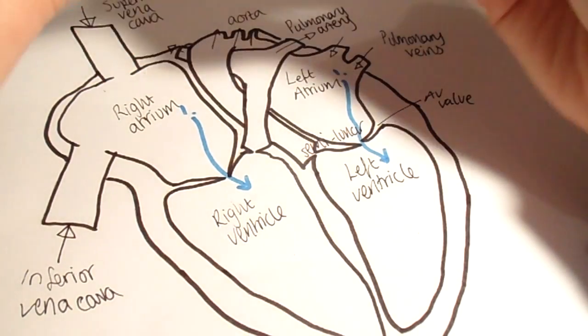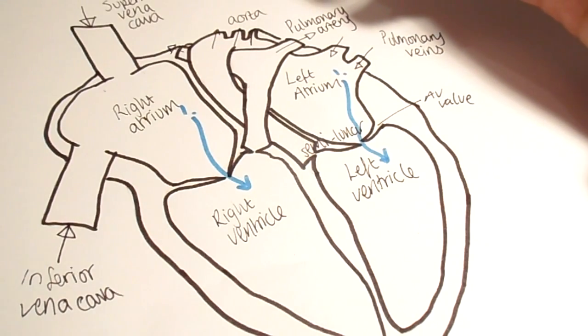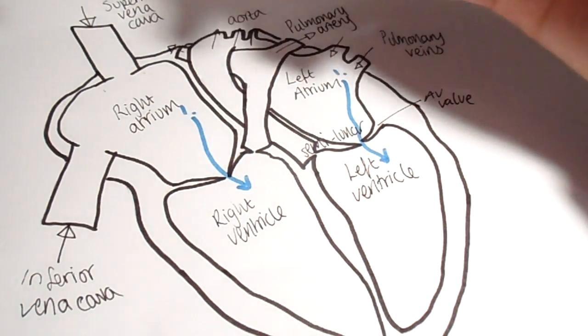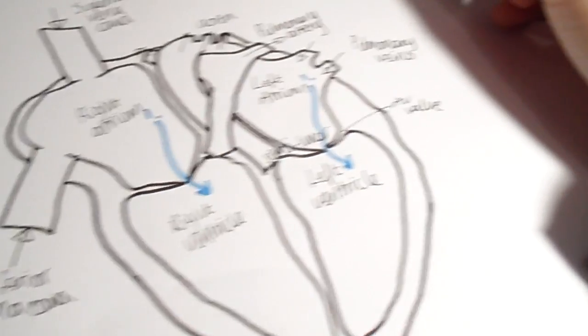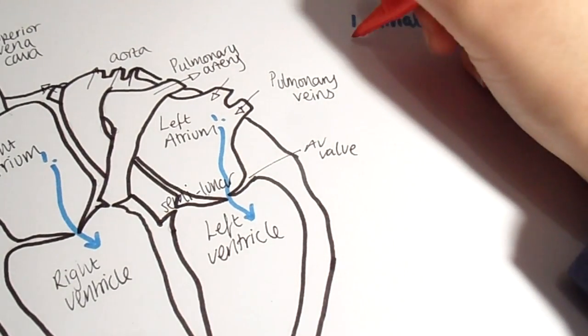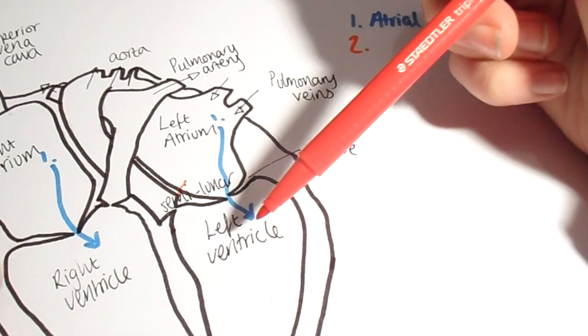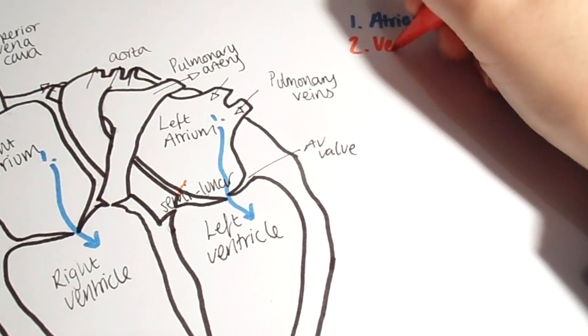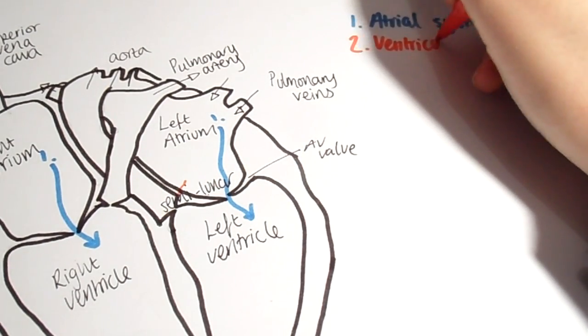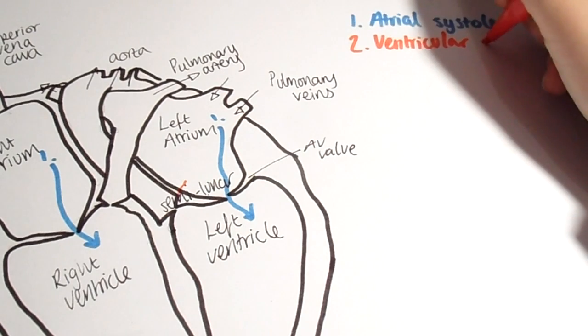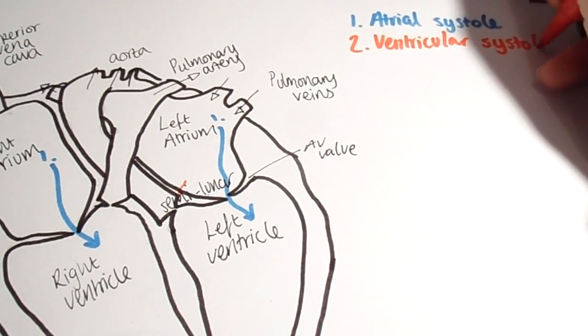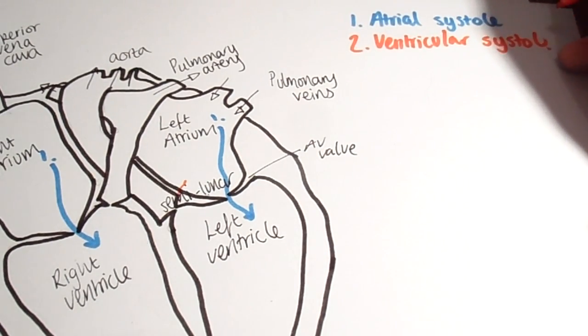it then moves on to the second part of the cycle, which is called the ventricular systole. It makes sense because atrial systole is when it's moving from the atria down to the ventricles, and then the second part is the ventricular systole. Ventricular systole. There we go.